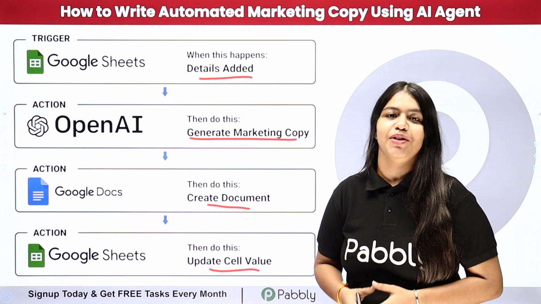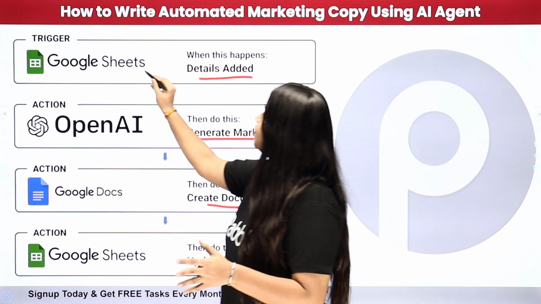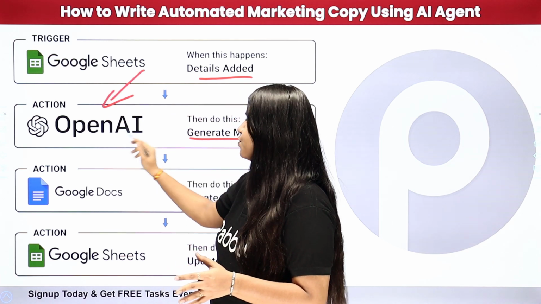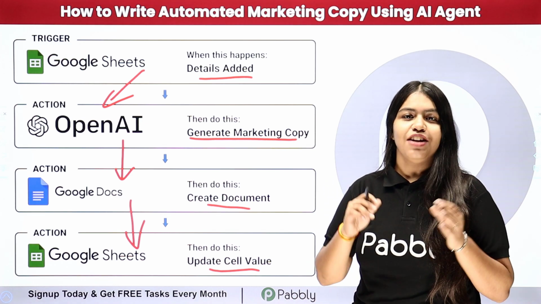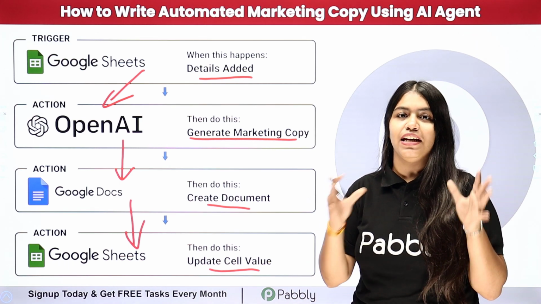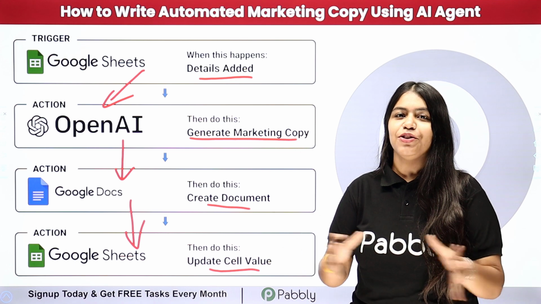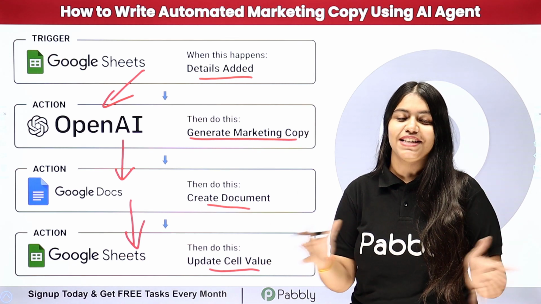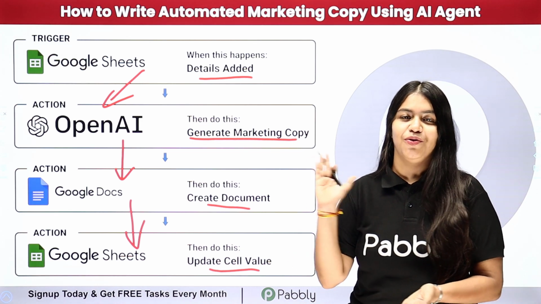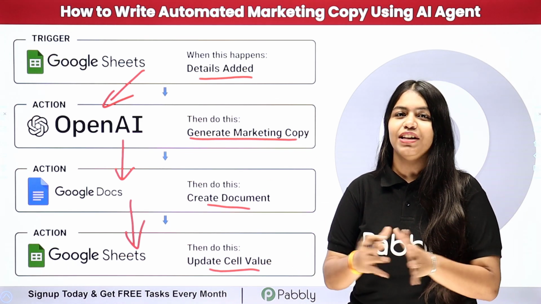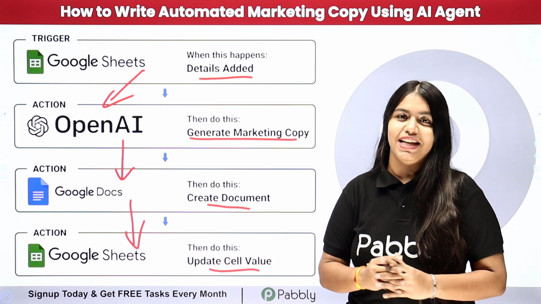And to do this we are simply going to create a connection between Google Sheets, my AI agent, which is OpenAI, Google Docs and then again Google Sheets. And to create this connection without knowing any programming or coding language, we are going to use Pabbly Connect. It is an amazing automation software. So if you also want to create this amazing automation for your own business, then for that you have to come with me towards my screen.